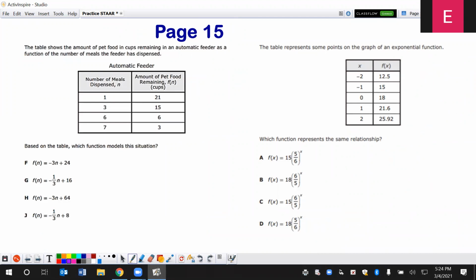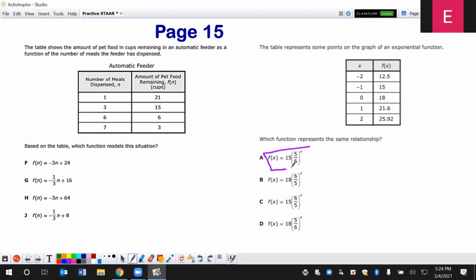Sometimes you also have to match tables. And so very, very easy, same thing. I'm gonna do this one right here first. It says which function represents the same relationship. So what we do here is we graph option by option until we find the right one. So I'm gonna graph A.